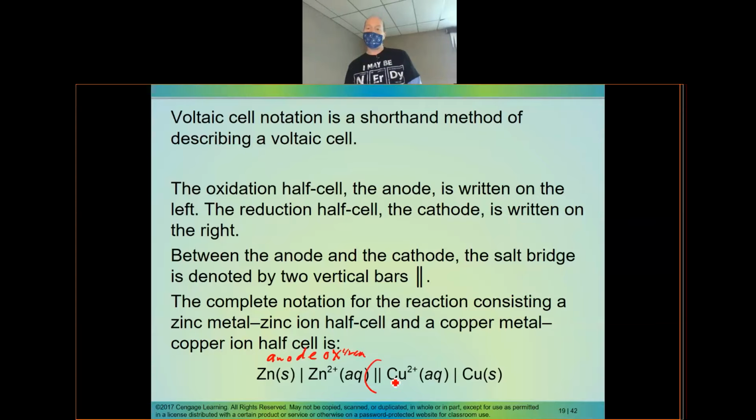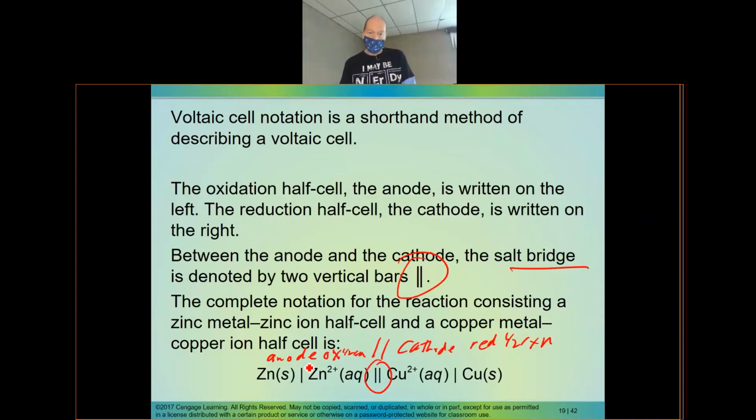Then you have this double line. I usually make mine slanted, but apparently it's supposed to be vertical. And this indicates a salt bridge. So right here it tells you that that is a salt bridge. That separates your anode, oxidation half reaction, from your cathode. This is your reduction half reaction. Now, when you write your anode, you have to write it just as you did in your oxidation. Zinc neutral comes first, then zinc plus 2, just like you had your oxidation half reaction.